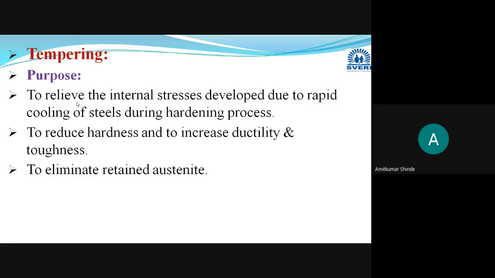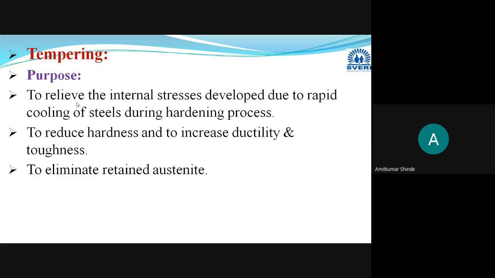Another purpose of performing this tempering process is to relieve the internal stresses which are developed due to the rapid cooling. In the hardening process, we have seen that we are doing rapid cooling from a 900 or 800 degrees Celsius temperature zone. We collect the component and directly dip it into the water. This is the rapid cooling process. Due to that, a larger amount of thermal stresses will get induced in that component.